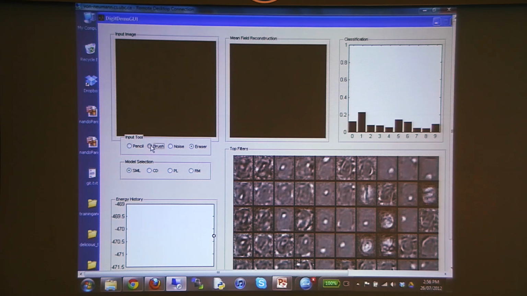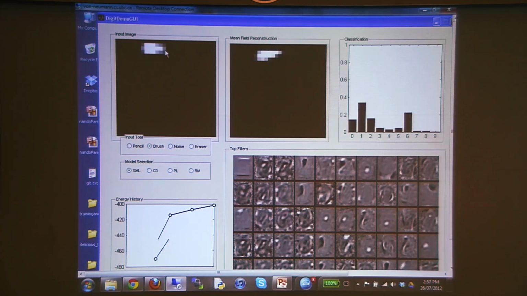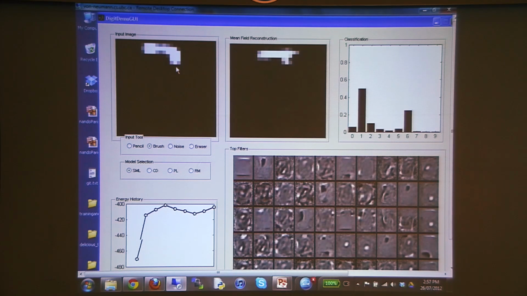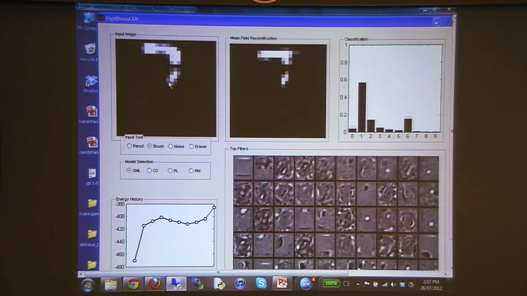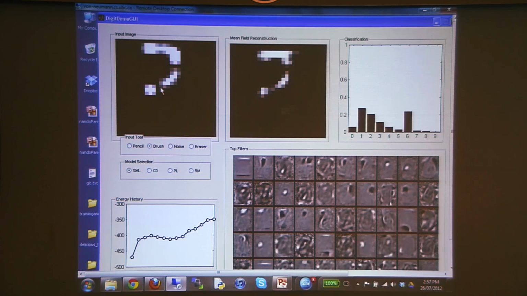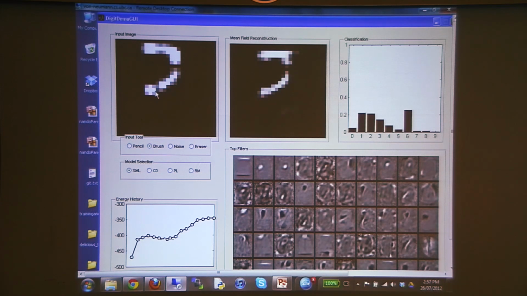So let me try to draw another number here. Sorry, I'm doing this over, that's why I wanted to see if someone had MATLAB, because this is my machine at UBC.